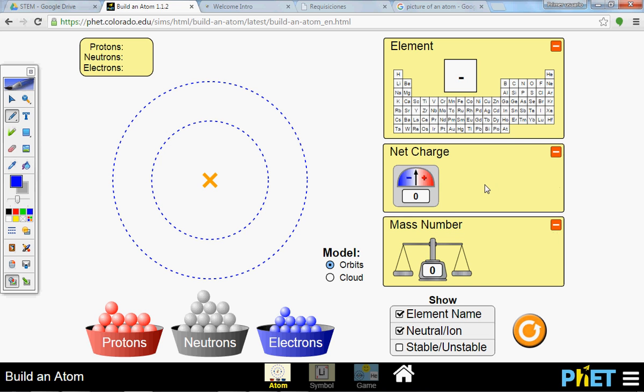You have two things on the side. You have the periodic table, and then you have the net charge. Remember that the net charge of any atom needs to be 0. If you have too many negatives, that means you have too many electrons, and you need to add some protons. The mass number is going to match up with an element. You want to look and see if it's a stable element, which it will tell you, okay? And if it's neutral or an ion.